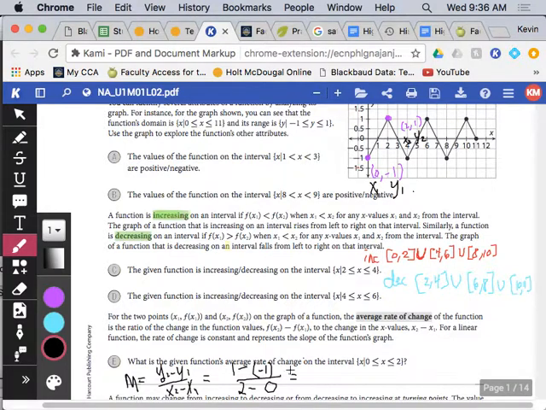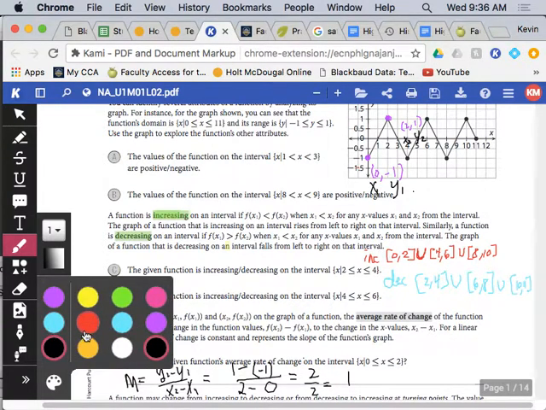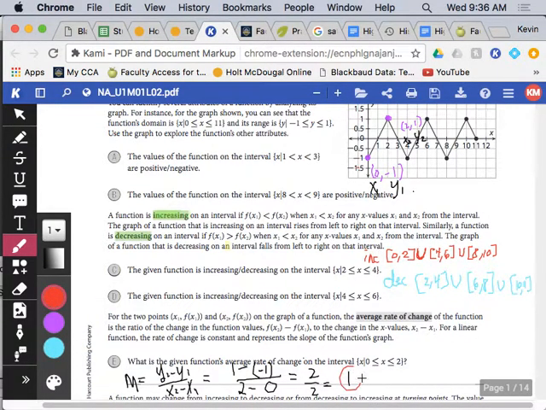Okay, 1 minus -1 is 1 plus 1, which is 2 over 2 equals 1. So the average rate of change on that interval is 1. Does that make sense? Basically, you just find the slope on the interval. You do that by finding the point at the beginning of the interval and the point at the end of the interval, and you find the slope for the line that connects those 2 points.